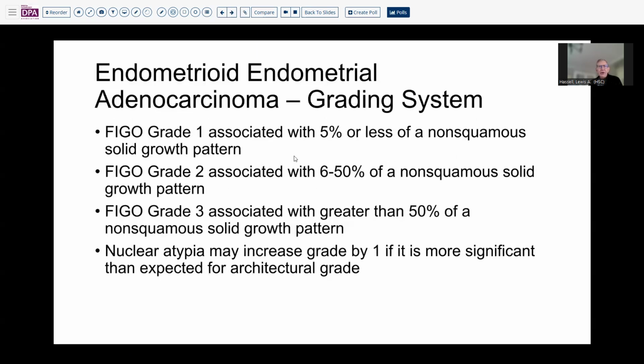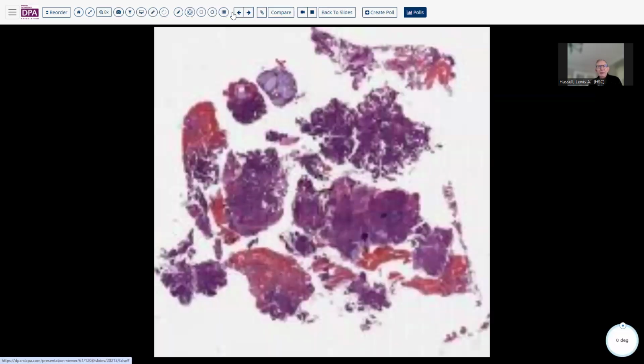We grade these tumors into grades 1 and 2 based on the cut point of 5% of solid growth, non-squamous, and less than 50%. Once they reach 50% or have a high degree of nuclear atypia, then we move those into grade 3. The behavior corresponds somewhat with that, although typically these lower grade 1 and 2 tumors have fairly similar outcomes.